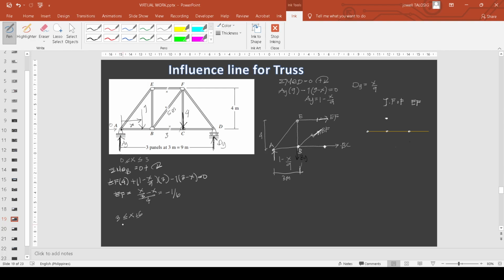So, magiging EF times 4 plus 1 minus x over 9 times 3. Okay? Yung kanyang moment arm. Then, wala na. Okay, so that is equal to 0. Bakit wala na? Kasi nag-moment tayo sa B. Okay, same dito sa ating unang ginawa.